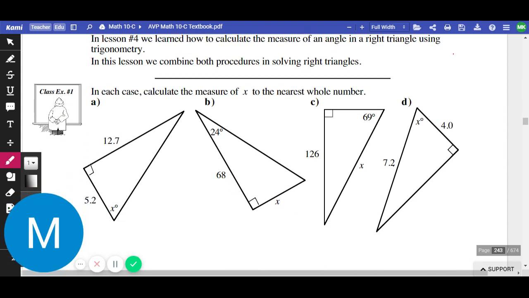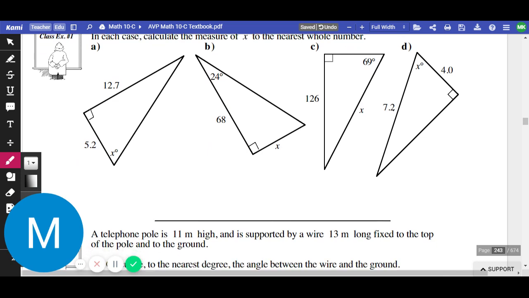It says, in each case, calculate the measure of x. It doesn't say if it's going to be an angle, it doesn't say if it's going to be a side length, it just says find x. Okay, question number 1. We look at a triangle, we identify what they want us to find. They're asking for x in this angle.